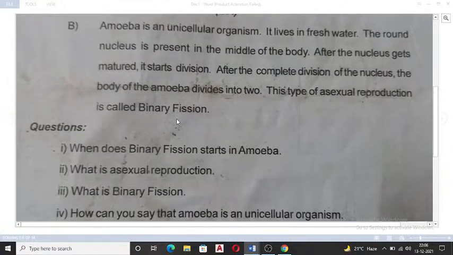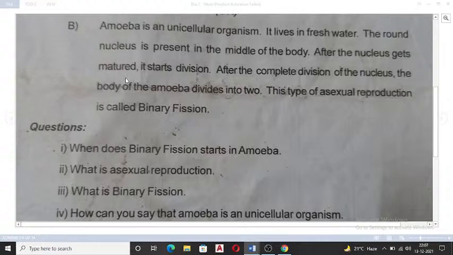And then one piece of information is given: amoeba is a unicellular organism, it lives in fresh water. Then questions are given: when does binary fission start in amoeba? Then you can see, after complete division of the nucleus, the body of amoeba divides into two. So generally after maturation, in amoeba, what happens? The division occurs in the body of the organism that divides the organism into two halves. That is what we call binary fission. That starts during maturation.